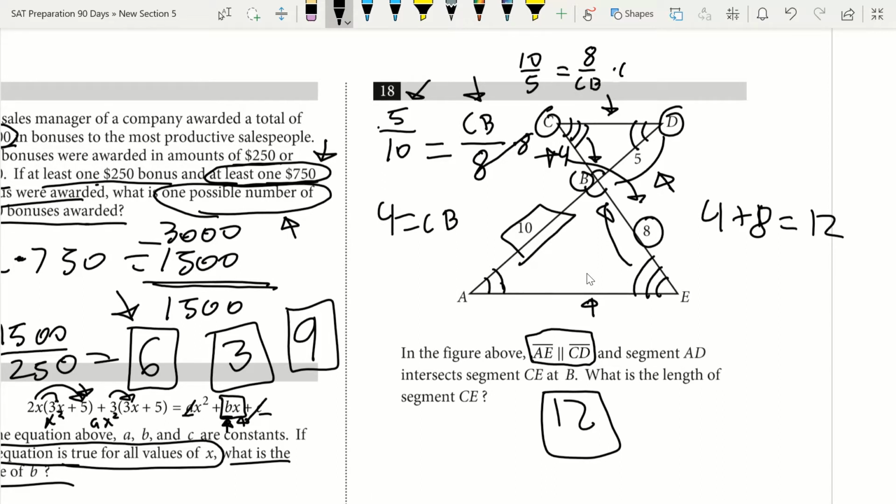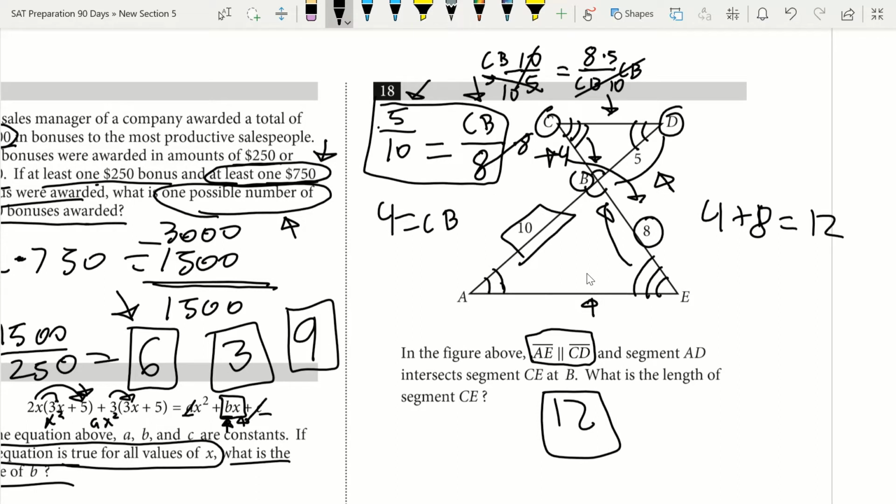Well, if I was to do that, then I have to multiply each side by CB. Then I have to multiply each side by 5, get rid of this 5. Then I got to divide each side by 10. So you see how much more work that is versus this setup right here.